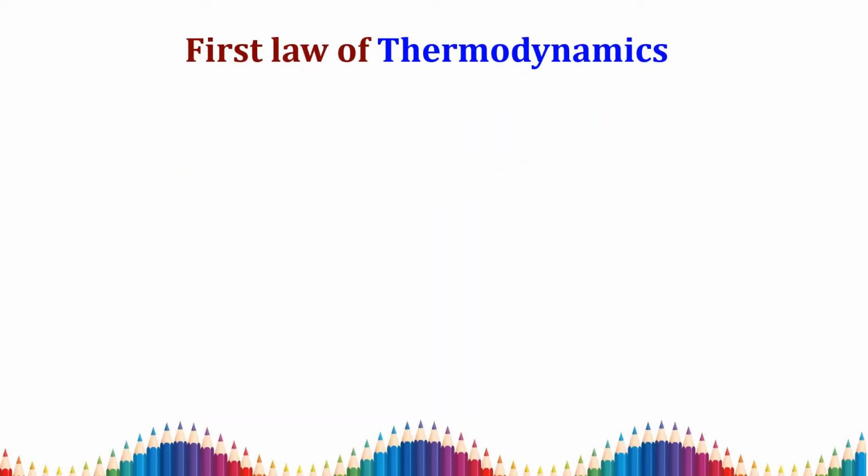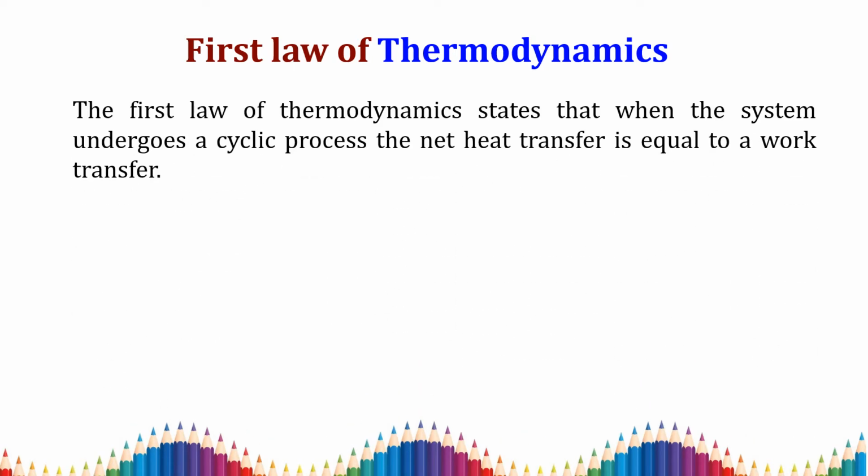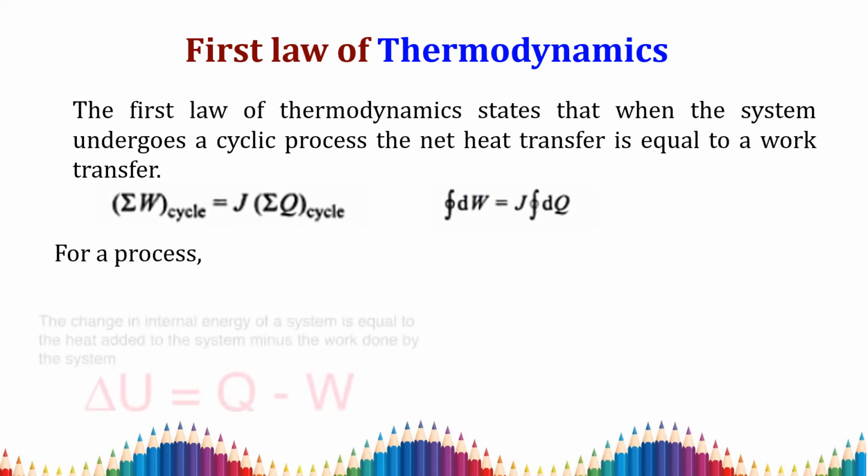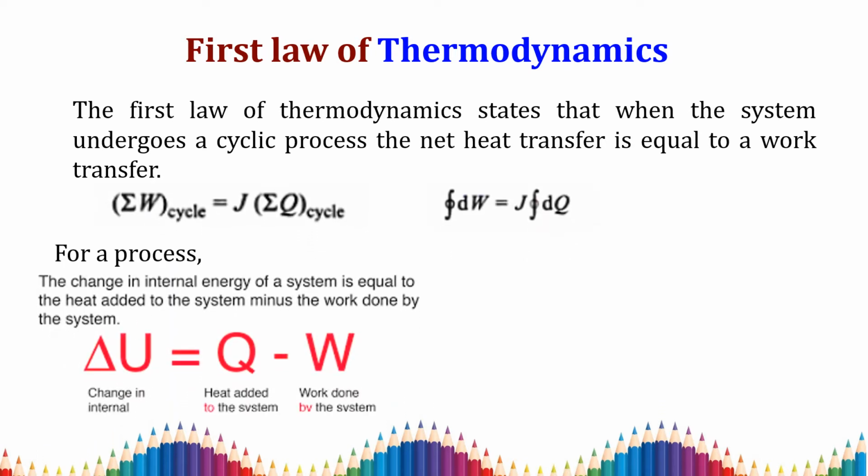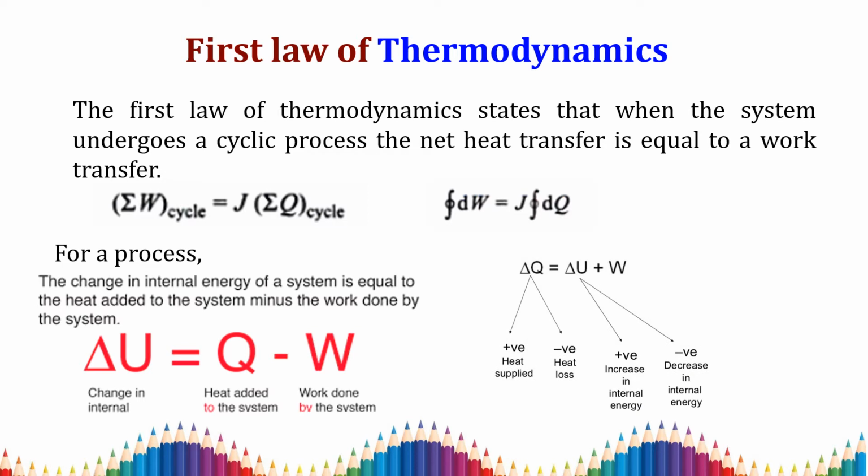Before entering into the problem, first we can recall what the first law of thermodynamics is. In a cyclic integral, the net heat transfer is equal to the net work transfer. And for a process, it is defined as delta Q, which is equal to work done plus your internal energy. Okay, so Q is equal to W plus delta U.